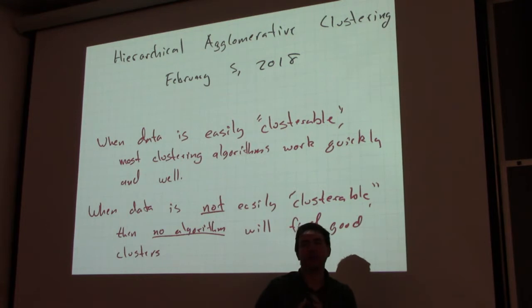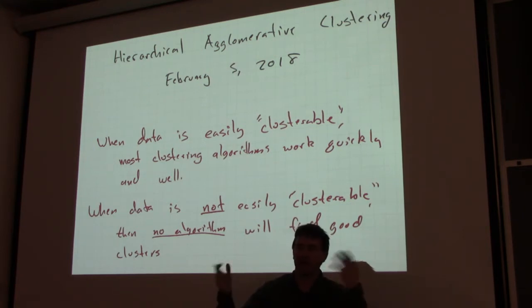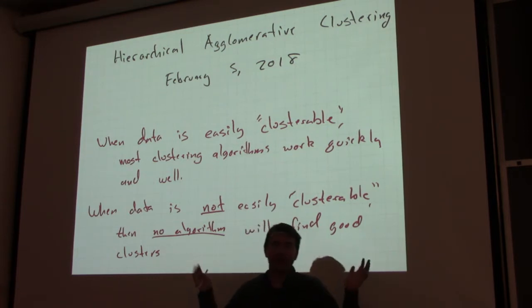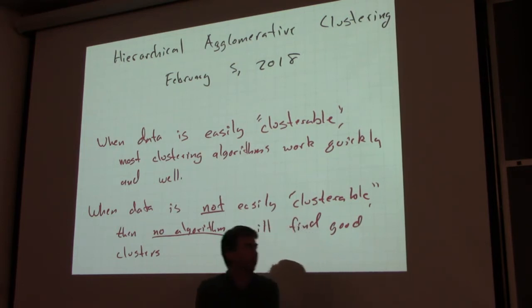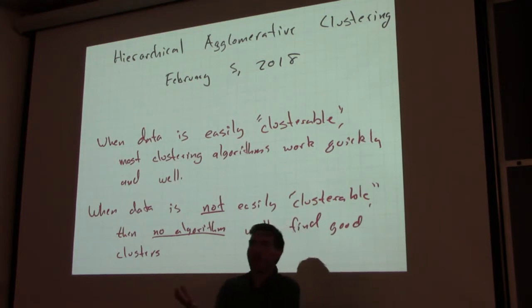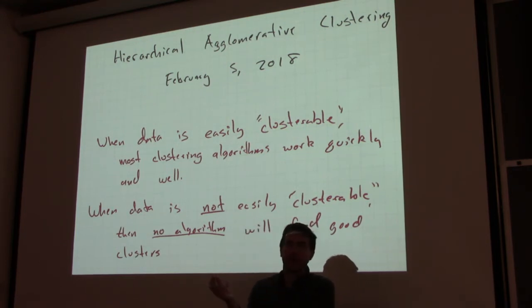I've pre-written it up here. There are literally thousands, tens of thousands of different published, peer-reviewed research papers on clustering, proposing different types of clustering, different variants on the core algorithms and techniques, saying different things about them. The thing to keep in mind is when data is easily clusterable, which I'll define, I'll try and give you intuition of what that means. It's a little bit nebulous definition, but when it's easily clusterable, most clustering algorithms will work quickly and will work well. We'll do a good job of finding the clusters. If data is not easily clusterable, then no algorithm will do a good job of finding clusters.